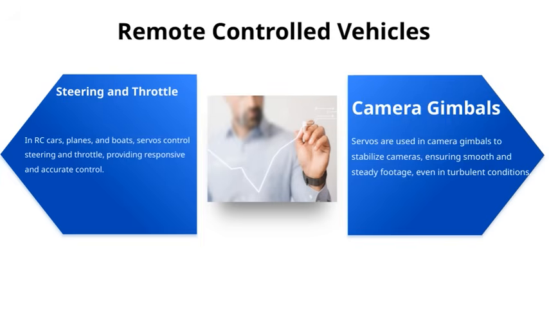Overall, whether it's guiding a car around a track or capturing breathtaking aerial footage, servos are the backbone of control and stability in remote-controlled vehicles. They enable us to achieve both precision movement and smooth operation, which is really at the heart of what makes these models so exciting and versatile.